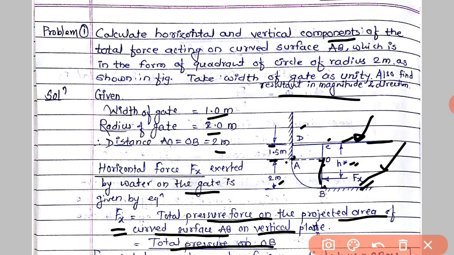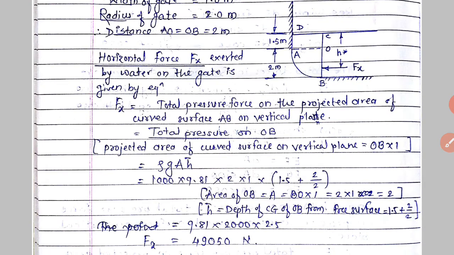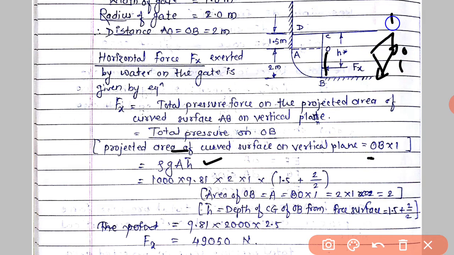So Fx will be total pressure on the OB face. Now this pressure force on OB will be given by rho g A h bar, and projected area of that surface will be OB, this vertical distance, and width will be 1 meter, which is already given. So OB into 1 meter.